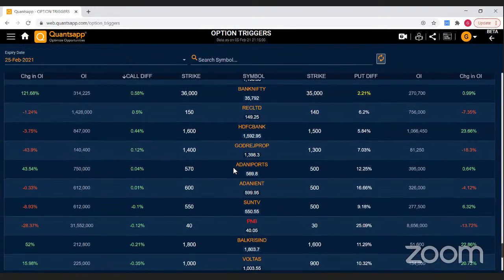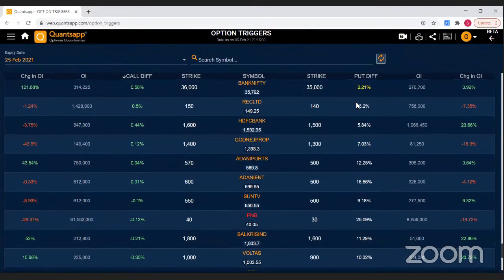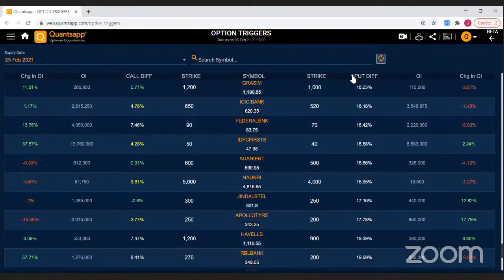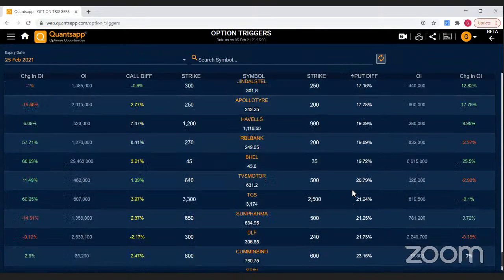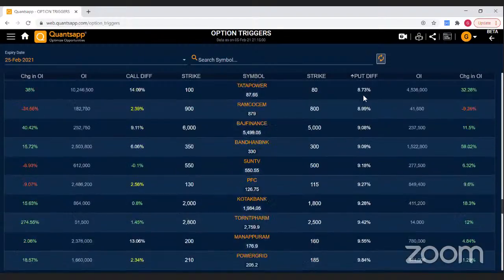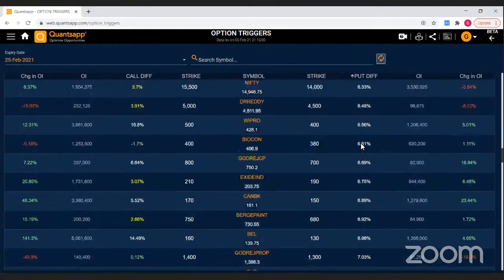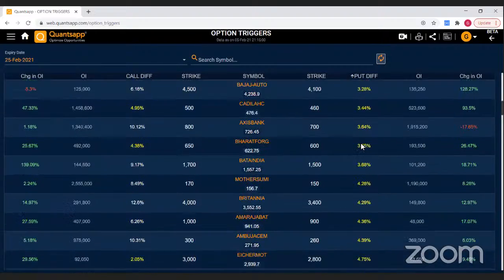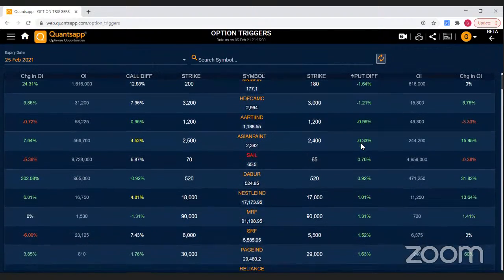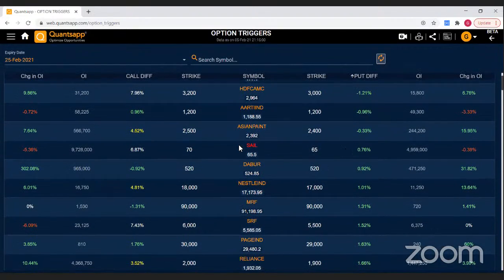Now we're going to look from the put perspective. We have arranged it so I can sort the data from here. You can see this one is in the ban list. So this is how you can also identify the stocks.